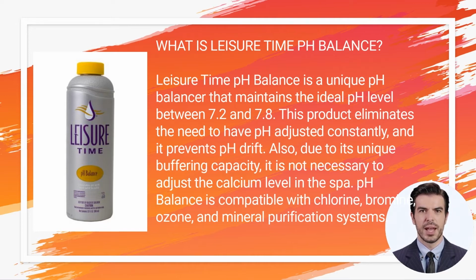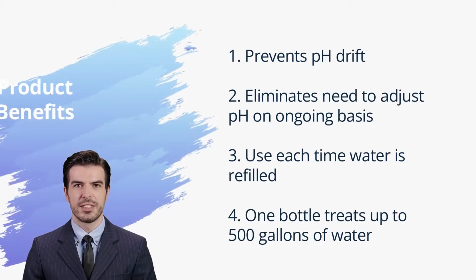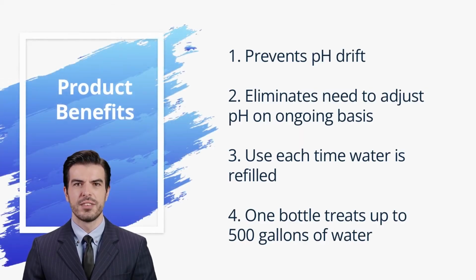pH Balance is compatible with chlorine, bromine, ozone, and mineral purification systems. Product benefits: 1. Prevents pH drift. 2. Eliminates need to adjust pH on an ongoing basis. 3. Use each time water is refilled. 4. One bottle treats up to 500 gallons of water.